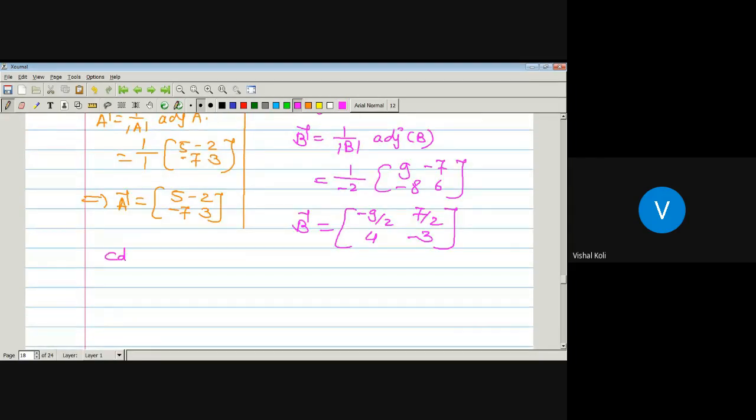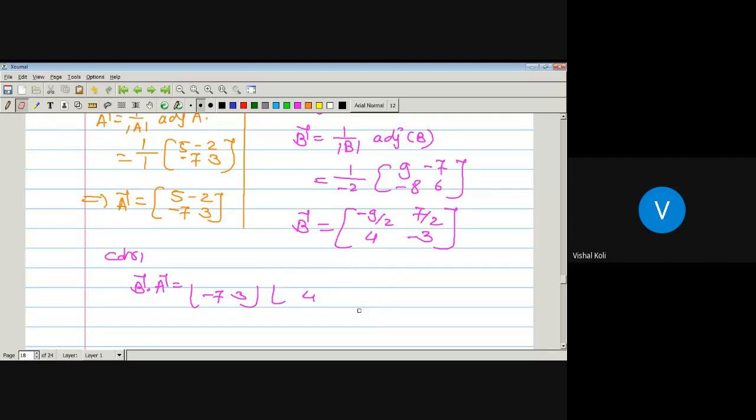So consider B inverse into A inverse, which is equal to [5 -2; -7 3] into [-9/2 7/2; 4 -3]. Since we have to show that (A into B) inverse is nothing but B inverse into A inverse, I think here I have taken A inverse into B inverse, but we have to find out B inverse into A inverse.